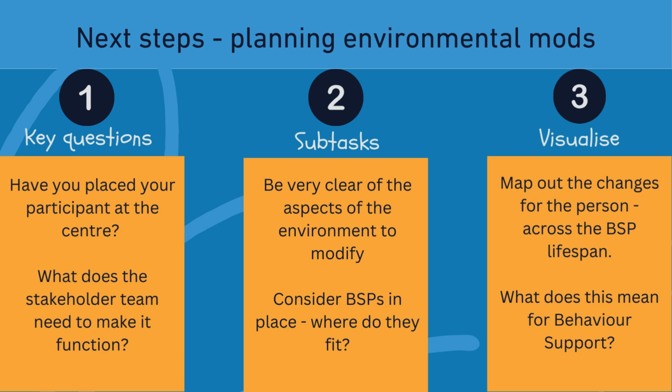And then visualize. Map out your changes for the person across the BSP lifespan. Remember to keep your goals SMART: specific, measurable, achievable, realistic, and time bound, so that we're not aiming for an enormous goal in a 12-month period. We need significant goals, but that does not necessarily mean that they are enormous goals. And it's important to recognize what is absolutely attainable within that 12-month period. And then think, what does this mean for behaviour support? Where do I fit in with this larger system?